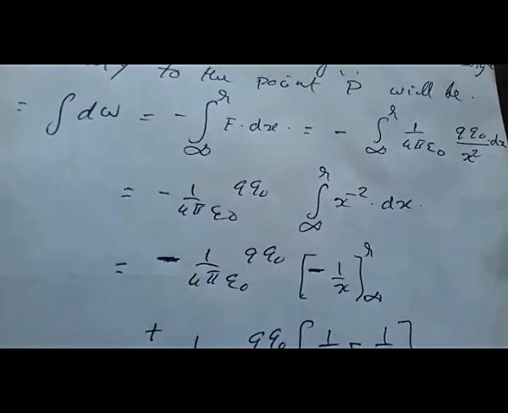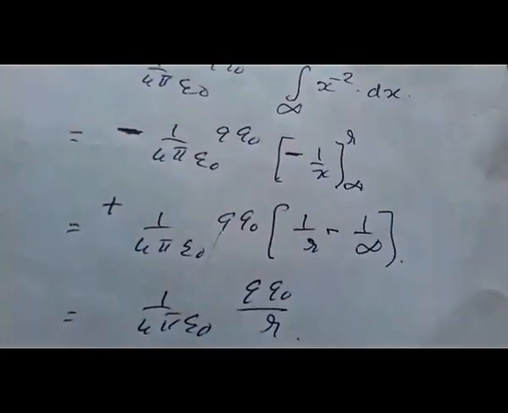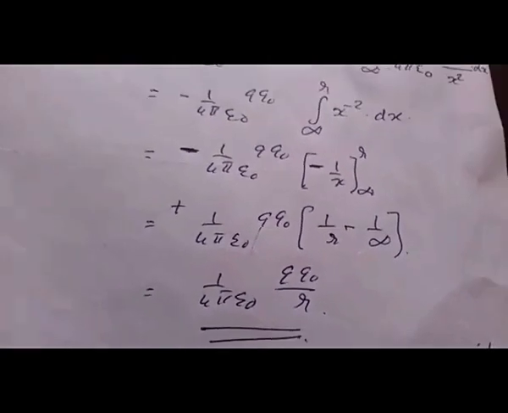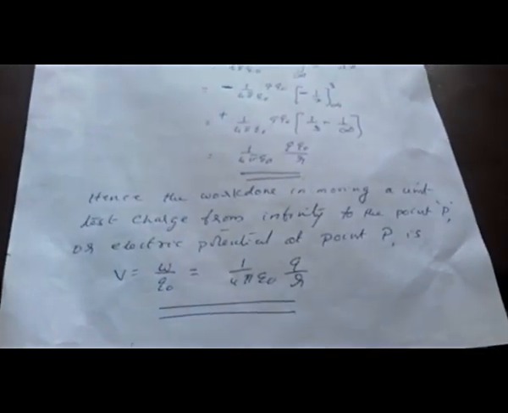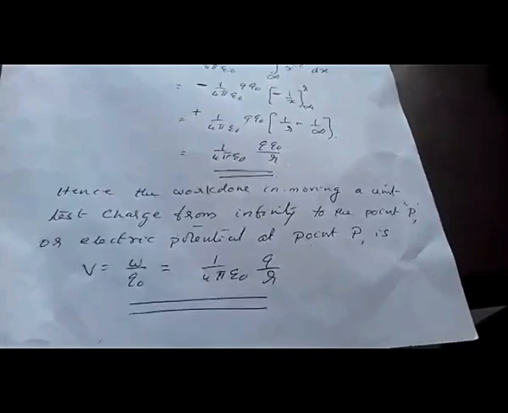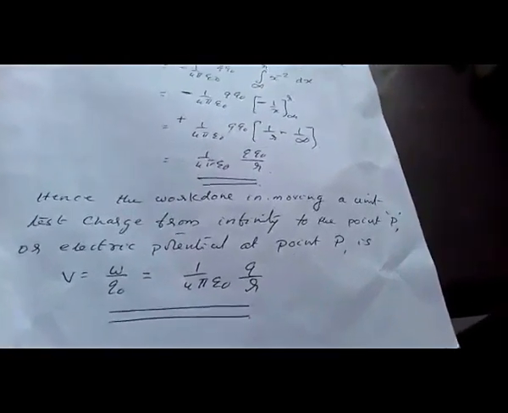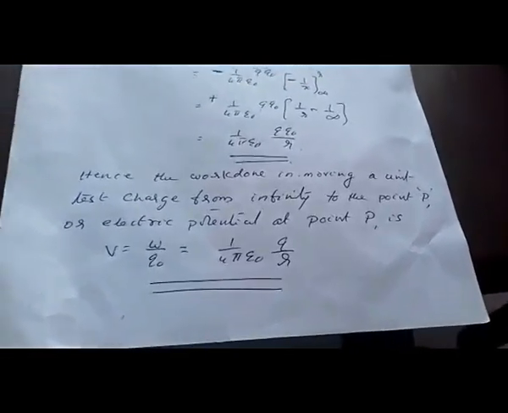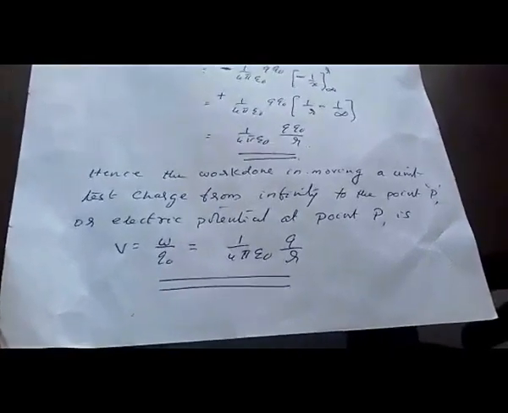The integral of x raised to minus 2 into dx is equal to minus 1 by x. Therefore, W is equal to minus 1/(4 pi epsilon 0) into Q Q0 into minus 1 by x within limits infinity to r. That's equal to 1/(4 pi epsilon 0) into QQ0 into (1 by r minus 1 by infinity), or W is equal to 1/(4 pi epsilon 0) QQ0 by r. Hence, the work done in moving a unit test charge from infinity to the point P, or the electric potential at point P, is given by V is equal to W by Q0, equal to 1/(4 pi epsilon 0) into Q by r. Thank you.